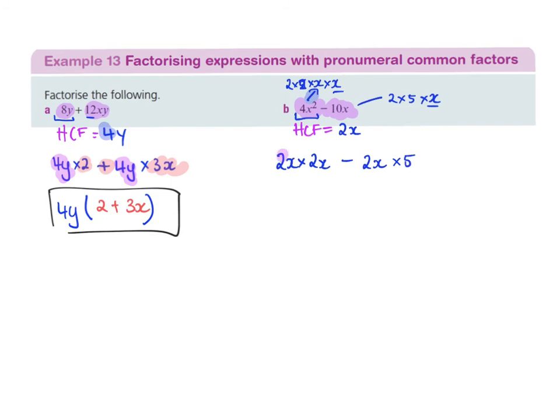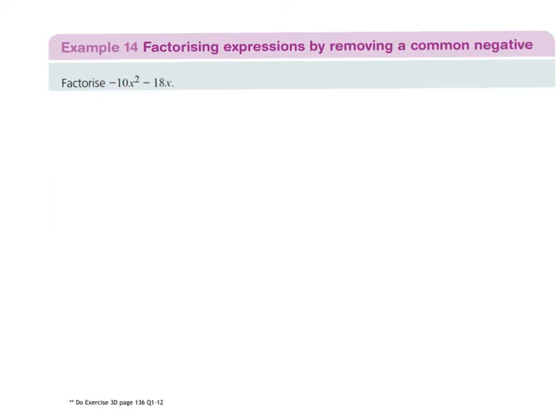So the highest common factor is actually 2x. So take 2x out the front and put whatever's left inside the bracket. So I'm left with 2x minus 5 inside the bracket. Okay. Let's do our last example. So we've got to find our highest common factor of these two.